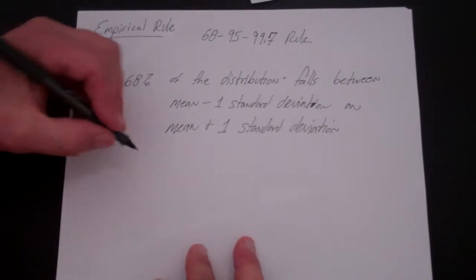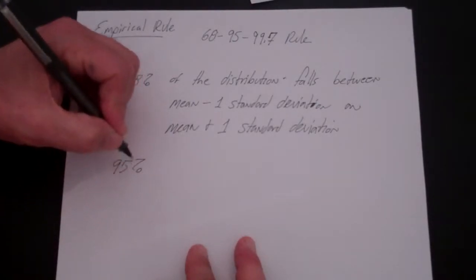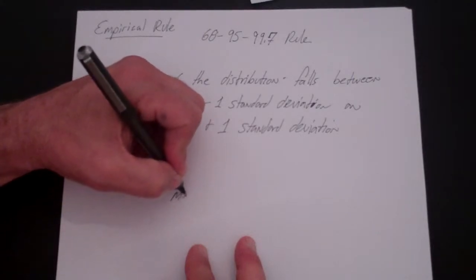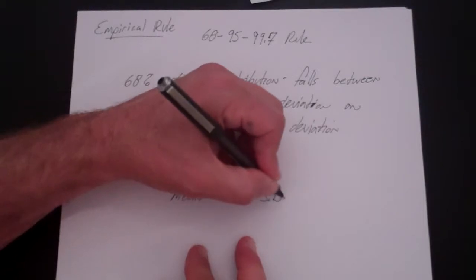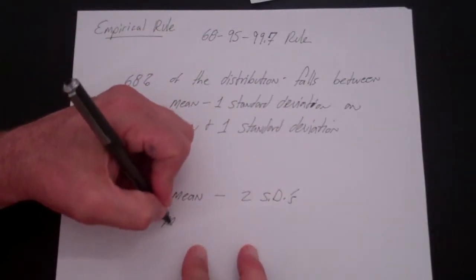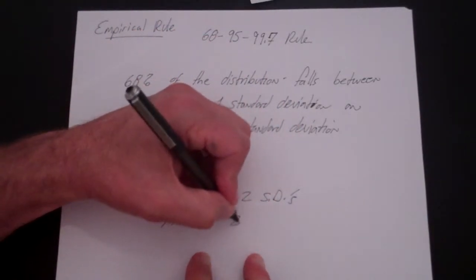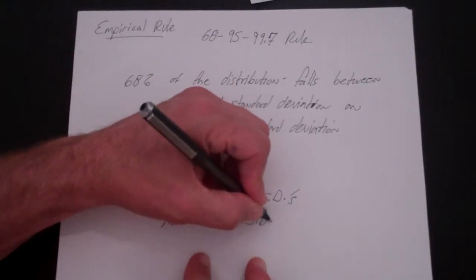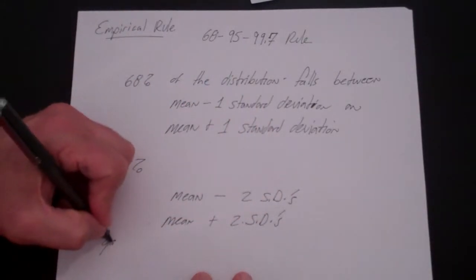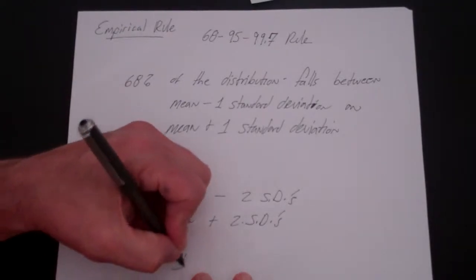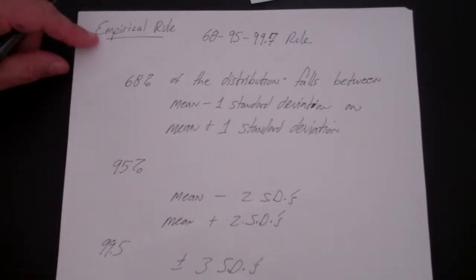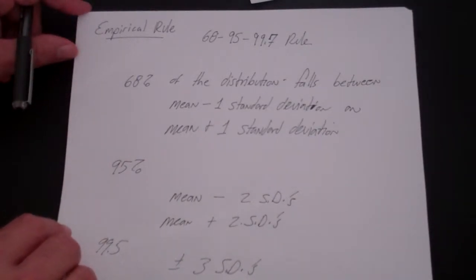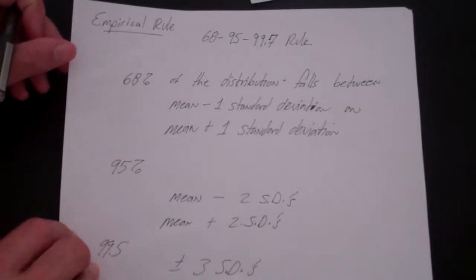And in a similar way, 95% will fall between the mean minus two standard deviations and the mean plus two standard deviations. And 99.7% falls within plus or minus 3 standard deviations. Let's look at an example.